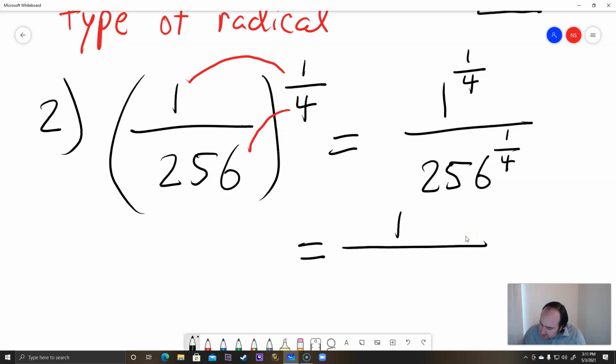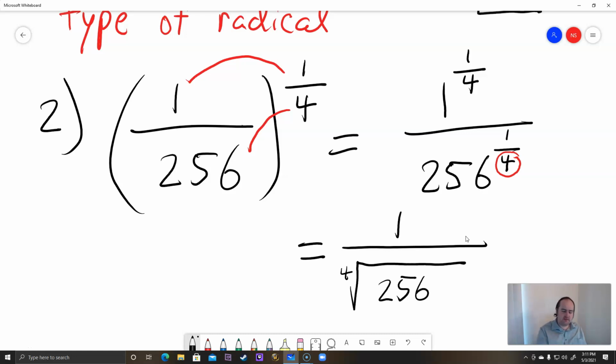Then in the denominator, we have 256 raised to the 1/4 power. Now what does that mean? Like I said, you look at the denominator of your exponent. On the last one, our denominator was 2, so it was a square root. For this one, the denominator is 4, so it's a fourth root. So this one is going to be the fourth root of 256 in the denominator. So we have 1 over the fourth root of 256.